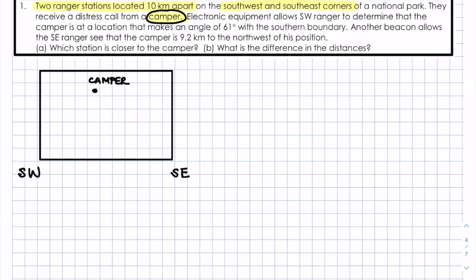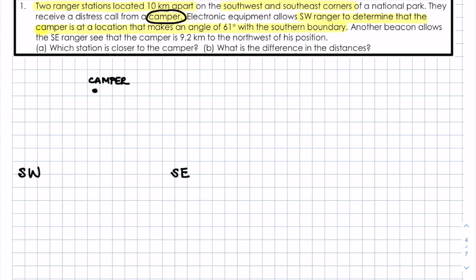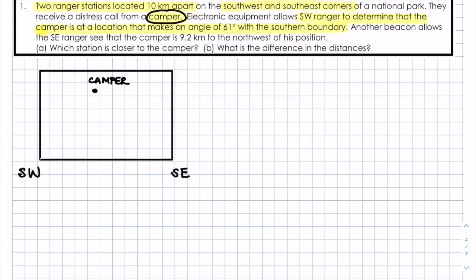Okay, so the camper is asking for help. So it says electronic equipment allows the Southwest Ranger to determine that the camper is at a location that makes an angle of 61 degrees with the boundary. So that's telling me that from here to the camper, this angle right here is 61 degrees.